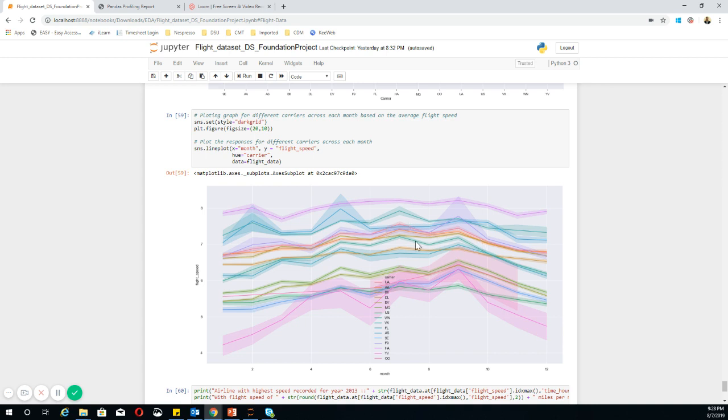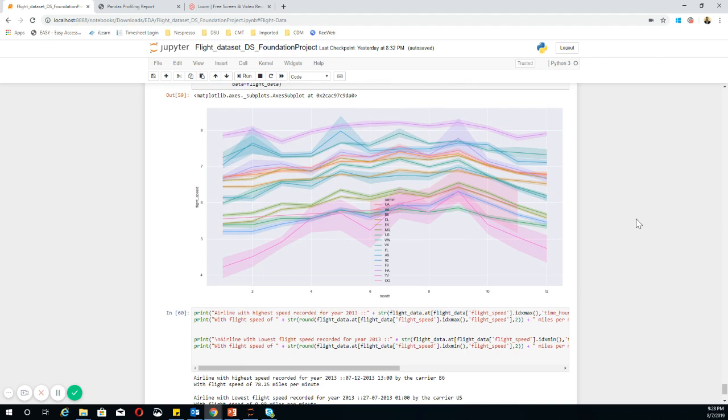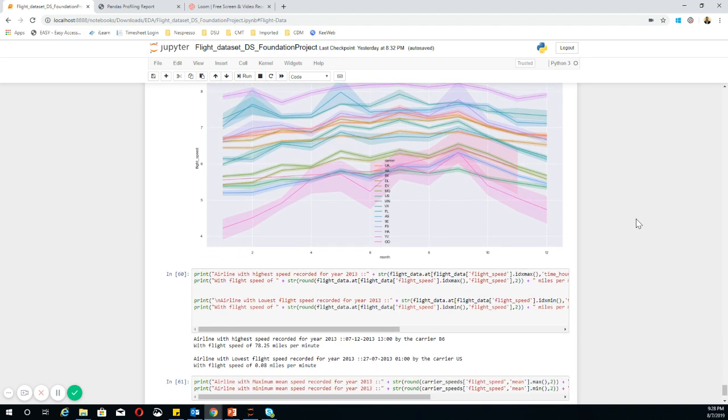So we can say that during the peak season, that is July, the carriers are operated at the highest speed so that they can reach the destination. But still we have observed that there are major delays. That is how much of a peak was observed in the month of July.